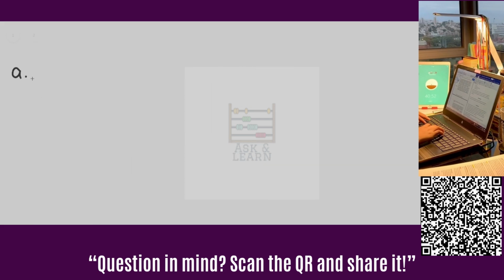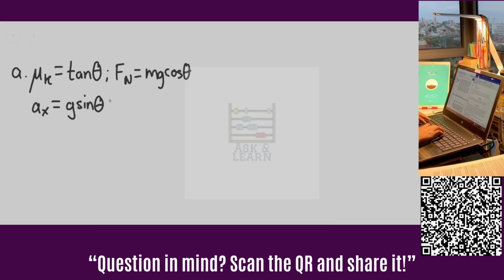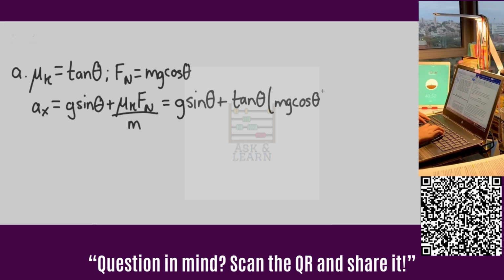we can say that using the coefficient of kinetic friction equaling tangent of the angle, and of course the normal force equaling mg cosine of theta, the x component of the acceleration would be equal to g sine of theta plus the coefficient of kinetic friction multiplied by the normal force divided by the mass m. And so this will be equal to g sine of theta plus tangent of theta multiplied by mg cosine of theta, divided by m, and then this will be equal to simply 2g sine of theta.